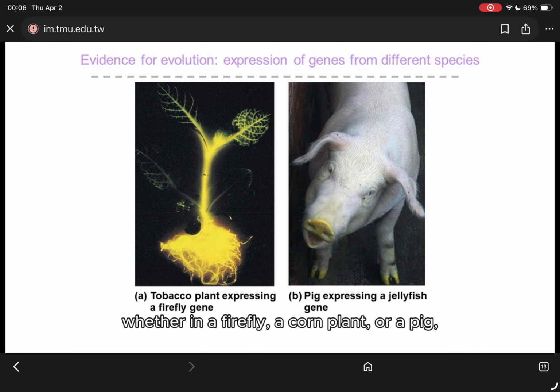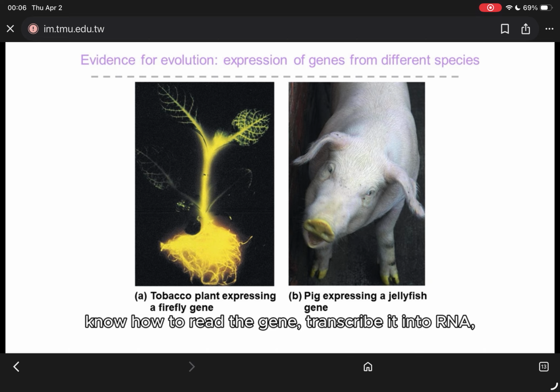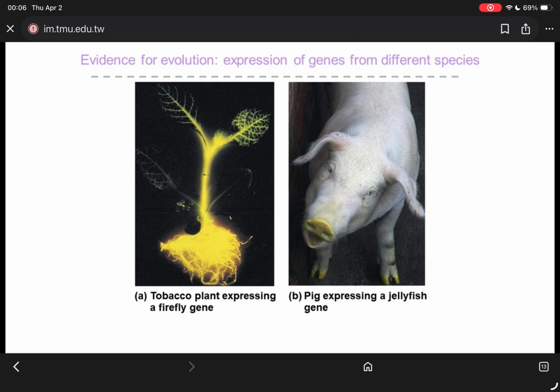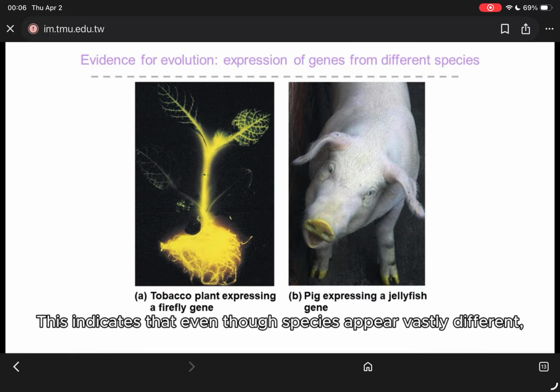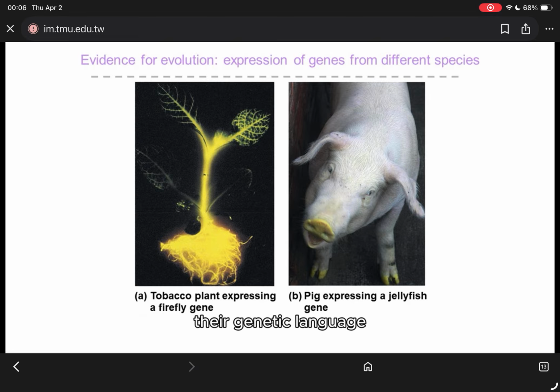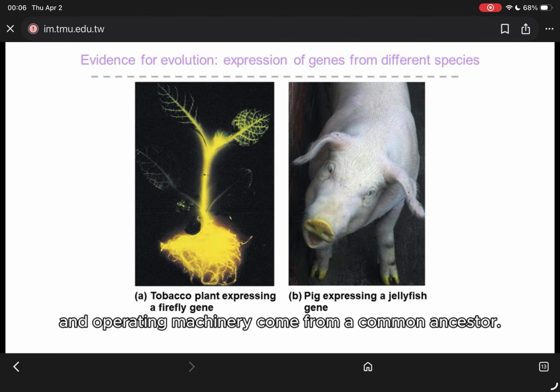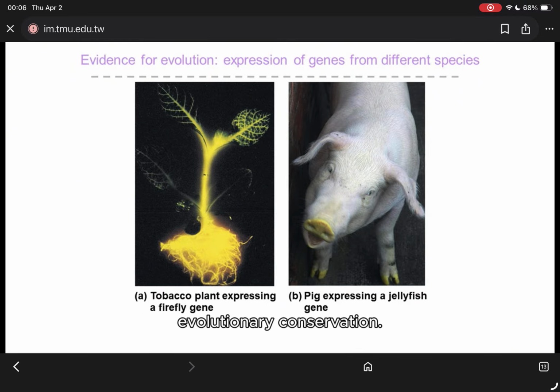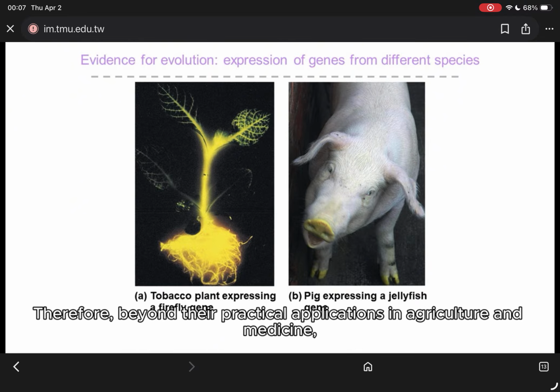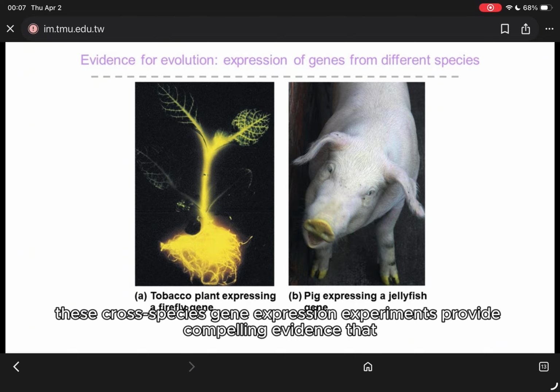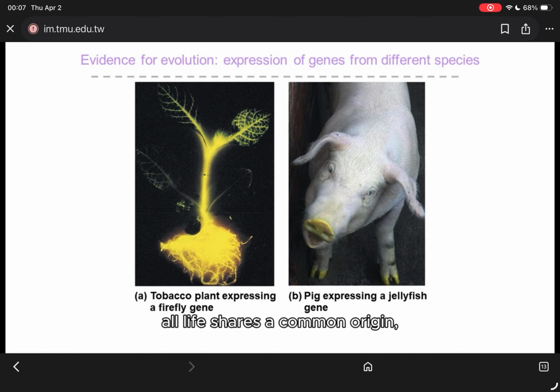In other words, whether in a firefly, a corn plant, or a pig, the cells recognize the same DNA signals, know how to read the gene, transcribe it into RNA, and translate it into protein. This indicates that even though species appear vastly different, their genetic language and operating machinery come from a common ancestor. This is what we call evolutionary conservation. Therefore, beyond their practical applications in agriculture and medicine, these cross-species gene expression experiments provide compelling evidence that all life shares a common origin, or evidence for evolution.